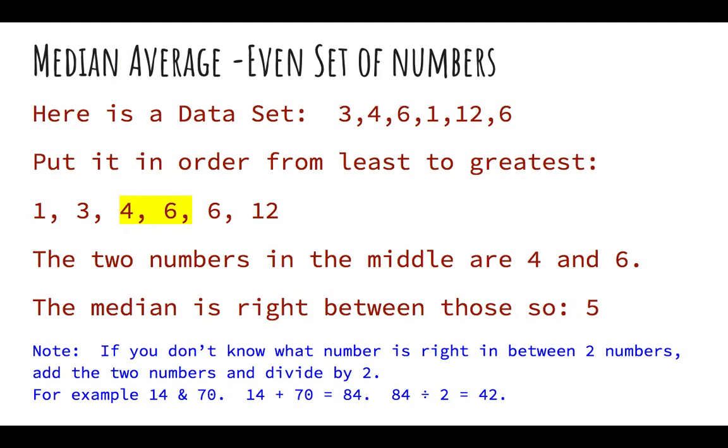A couple exceptions for median. If there's 2 numbers in the middle, so let's say 4 and 6, you have to split the difference between those 2 numbers. You have to find the middle of the middle. So in between 4 and 6 is the number 5. 5 would be your median. If you look at the bottom of your screen, you have 2 numbers like 14 and 70, and you don't really know by looking at it what the middle is, you can always add up those 2 numbers and divide by 2. So 14 plus 70 is 84, and 84 divided by 2 is 42. 42 is right between 14 and 70.